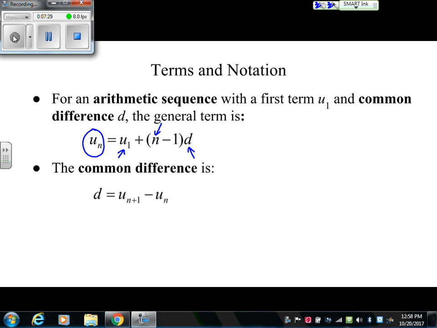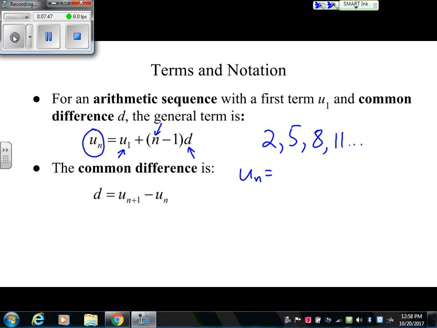So let me look at an actual example of this. So let's say we go back to that first example where I had a 2, a 5, an 8, an 11, so on and so forth. And so I would need to fill in my u sub 1. Let me write this whole thing down again.